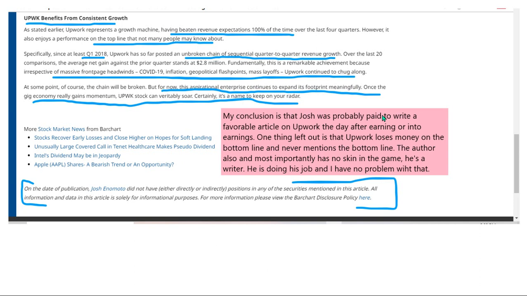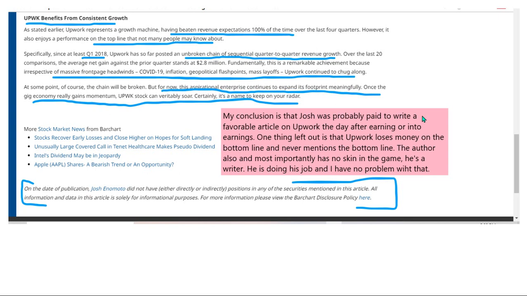Now I put this in here. My conclusion is that Josh was probably paid to write a favorable article on Upwork the day after earnings or into earnings. One thing left out of this article is that Upwork loses money on the bottom line. So there's no mention in these 3 pages of the bottom line at all. It never mentions the bottom line, right? The author also, and most importantly, has no skin in the game. He's a writer. That's his job. He is doing his job. And I have no problem with that.